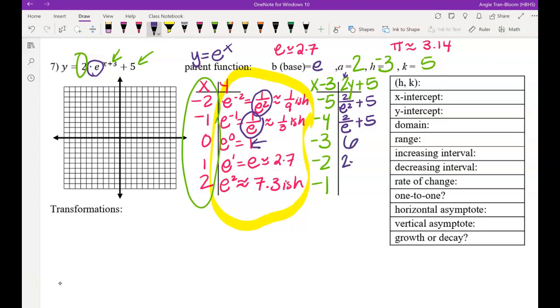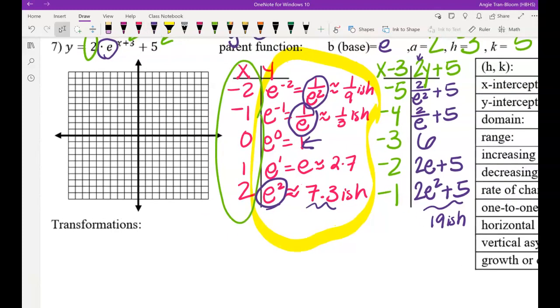e times 2 is 2e plus 5. Yes, you can leave it like that. e squared times 2 is 2e squared plus 5. So when we plot, we know that e squared is about 7-ish, times 2 is about 14-ish. So when we plot this, this is about 19-ish, and that's okay. We are just going to approximate these, okay? If you don't have a calculator. Now, if you have one, feel free to crunch out the numbers, and that will give you a better approximation. All right, so at -5, I'm going to go above 5 for the y.